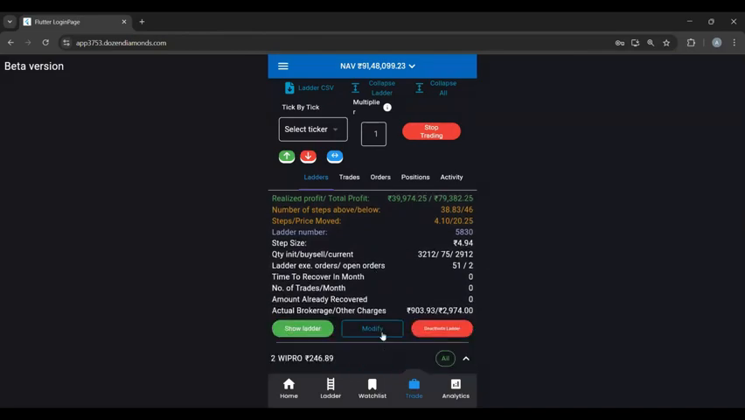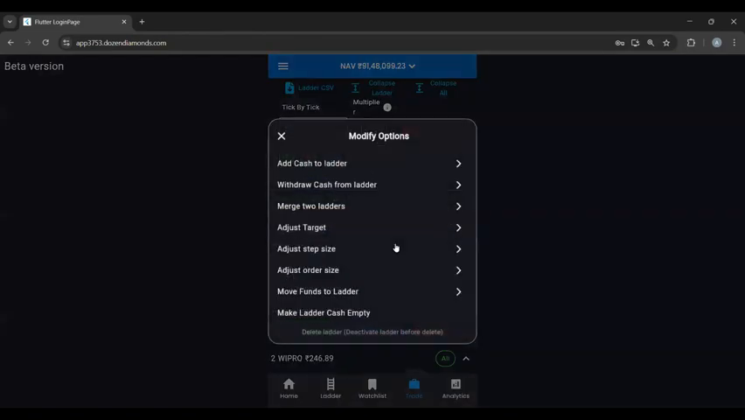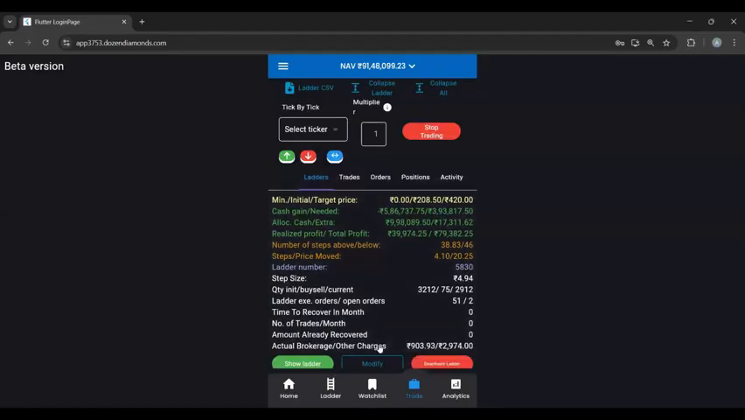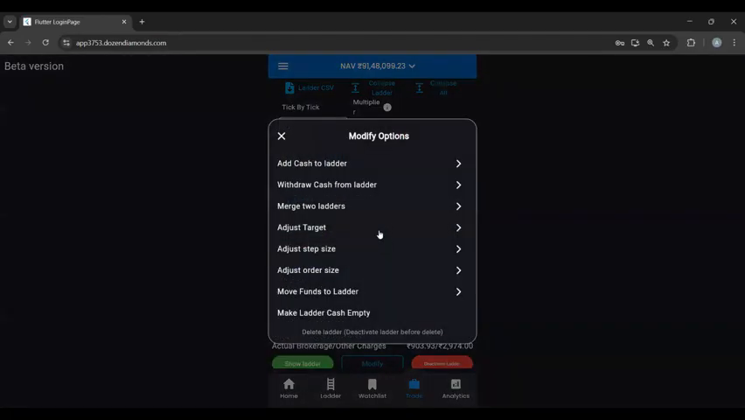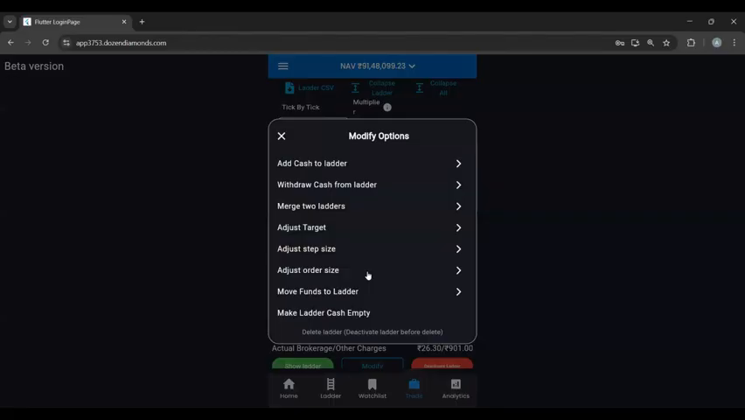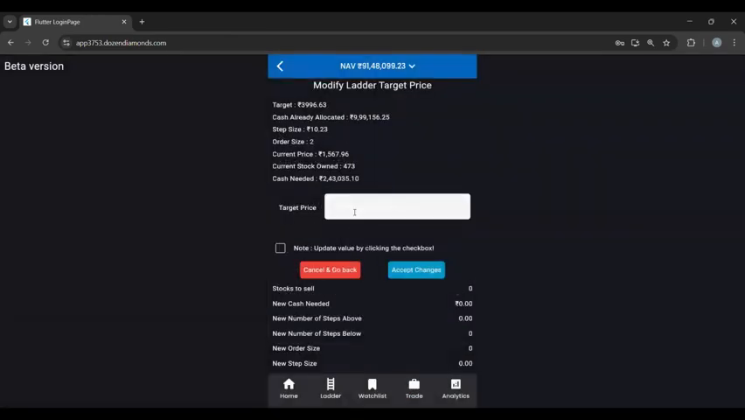Now, similarly, if the customer wants to adjust the step size, meaning the price difference at which they want to trade, right? So here we have also given the option to adjust the step size. Similarly, if a customer has chosen a stock, let's say Tech Mahindra, right? And the stock went up in a very short time. Let's suppose it's going to reach its target in less than 2 or 3 months. So we have also given the option to adjust the target so that the customer doesn't have to sell his or her stocks at the desired target price.